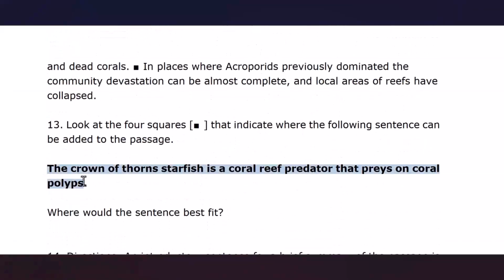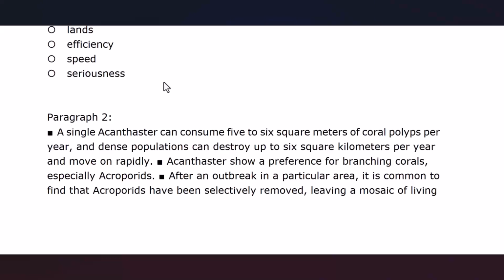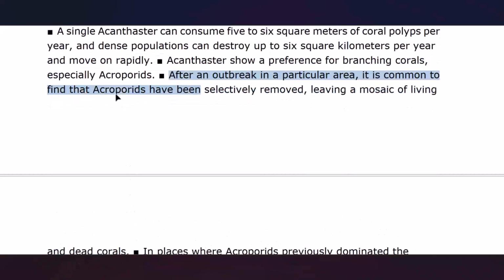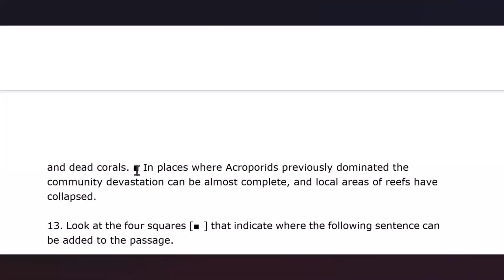So our sentence here that simply says the crown of thorns starfish eats coral polyps should be placed in the first place here because it generally talks about acanthasters eating polyps. And the next sentence becomes more specialized. This sentence, for example, talks about how selectively eating acroporids leads to a mosaic of living and dead corals here. So it seems that our sentence with general information is not a good fit for this place.